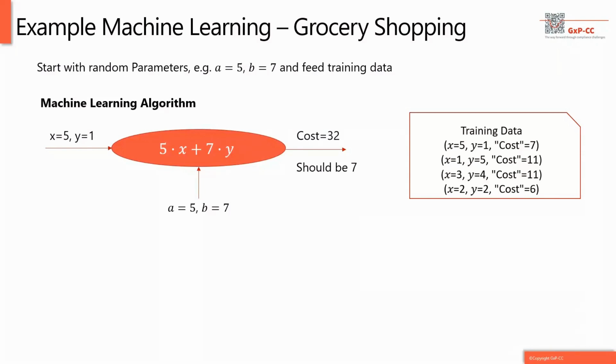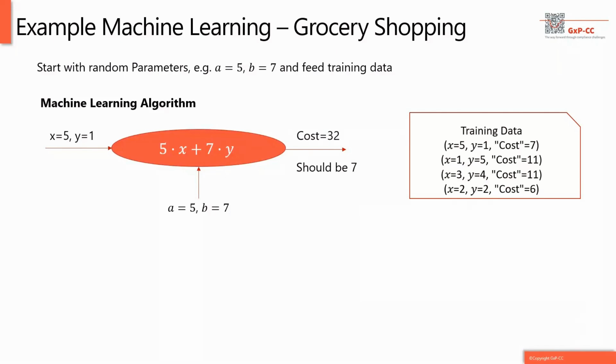And now the idea is to train the model. So we feed the model the training data. We buy 5 apples and 1 strawberry, feed it to the model, and our brilliant AI says, okay, this costs €32. But from the training data, we already know that should only cost 7 euros. So obviously this AI is not very intelligent, or it does something wrong.